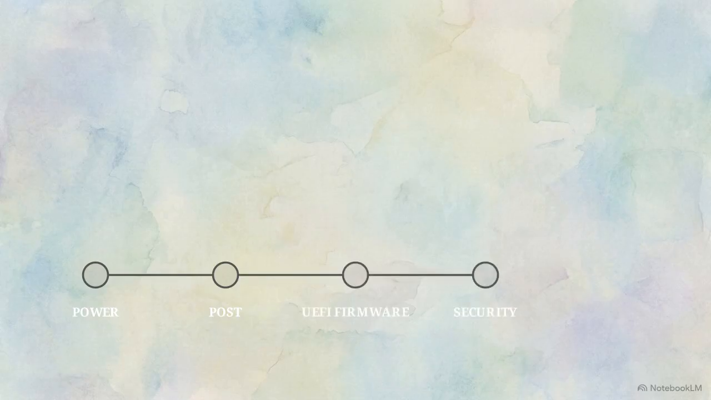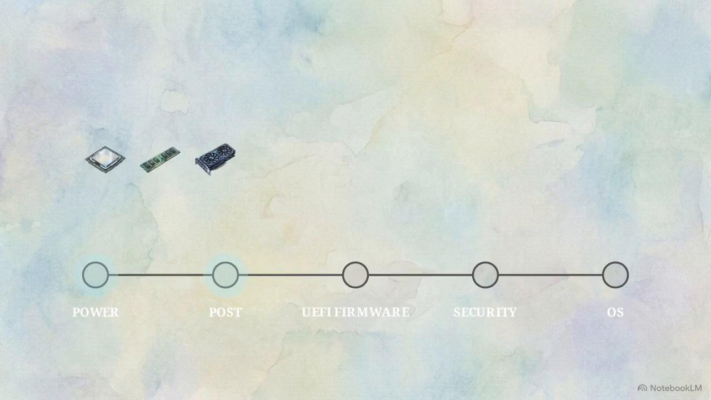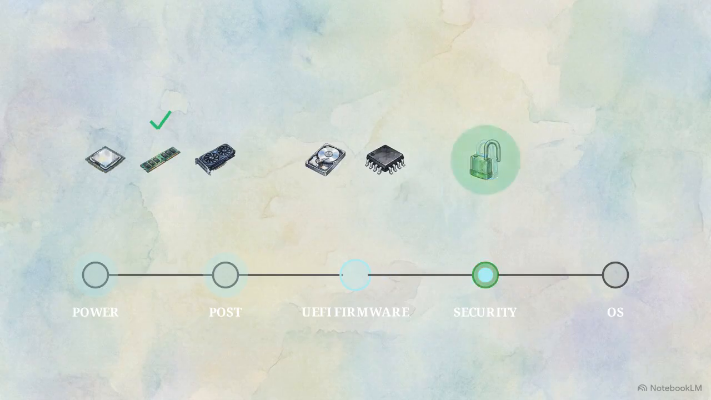To figure out what went wrong, we need to look at the strict chronological timeline of the boot process: power, POST, UEFI firmware, security, and finally, the OS. First, raw electricity must successfully trigger a basic hardware self-test, verifying the critical physical components. If that passes, the system hands control to the motherboard's firmware, identifying available storage and system configuration. Modern architecture introduces a strict security check here. Hardware-level validation must authenticate the system before the operating system is allowed to take over.